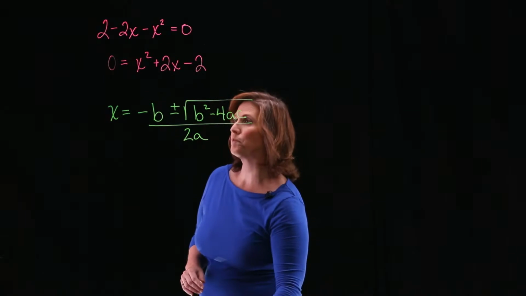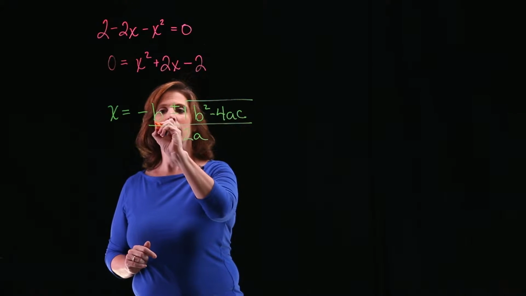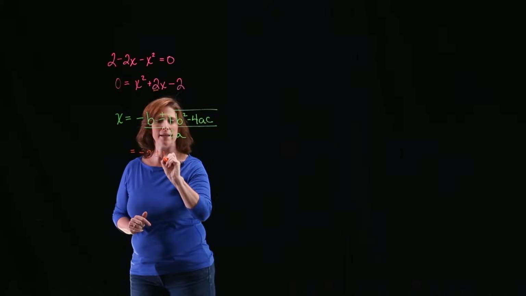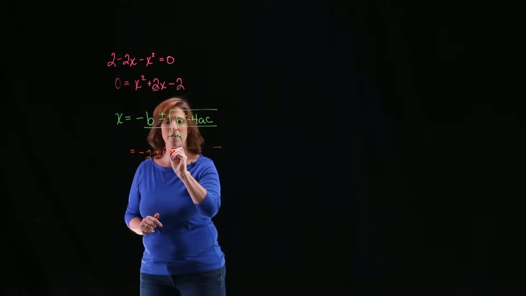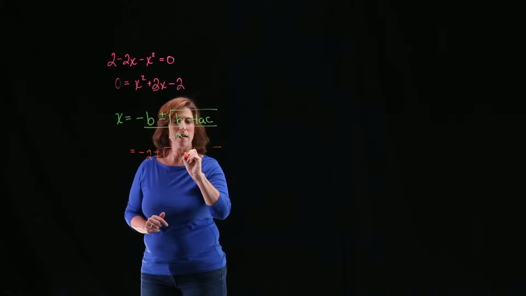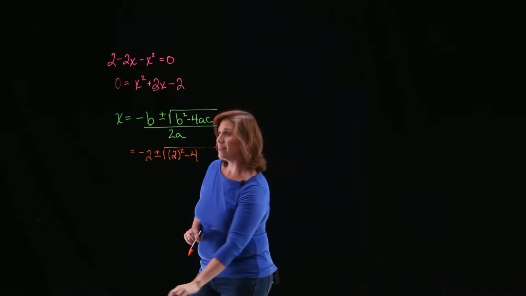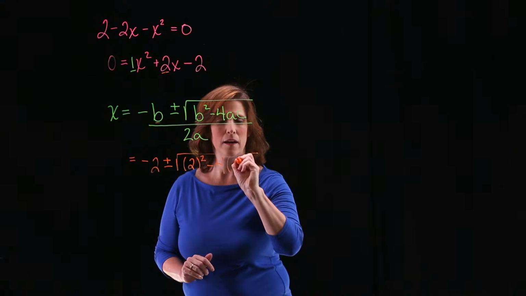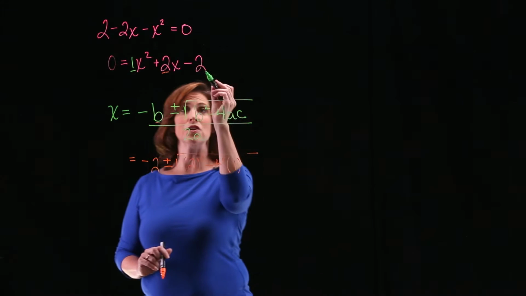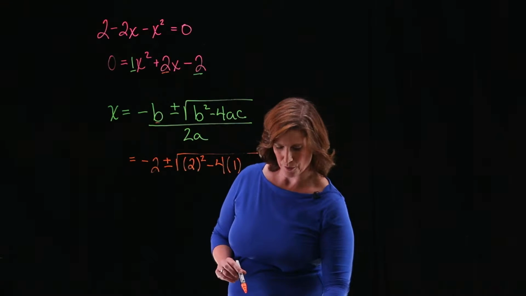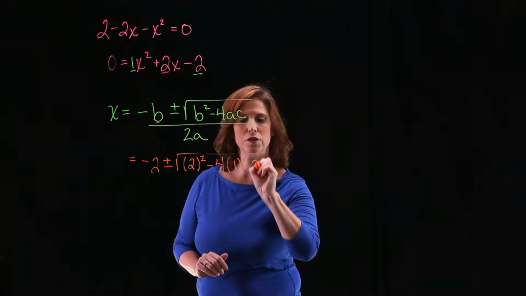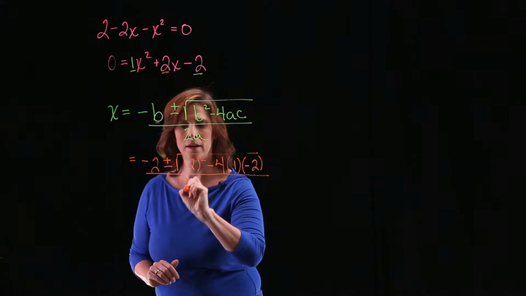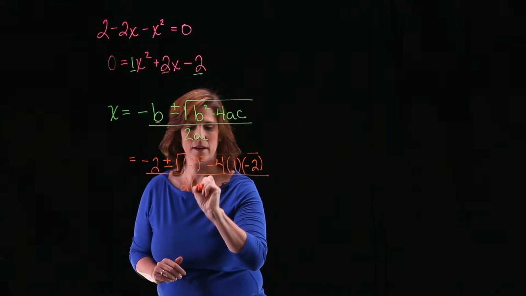So in my problem, the b term is 2. So I'll have minus 2 plus or minus the square root of 2 squared minus 4 times a. Now the a term is just 1, so I'll multiply by 1. And then times c, the c term is my constant term, which is a negative 2. So I'll multiply by negative 2. And then the whole thing is divided by 2 times a, which we said was a 1.